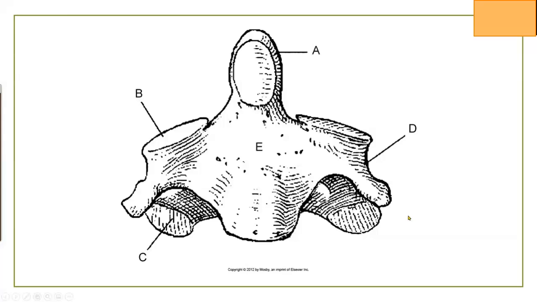Anterior view of C2. A would be the dens process, also known as the odontoid. B, superior articular process. This is the facet. C is the inferior articular facet. And D is the transverse process. And E is the anterior portion of the vertebrae, which would be the body.